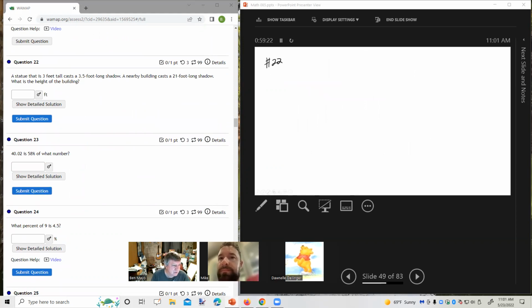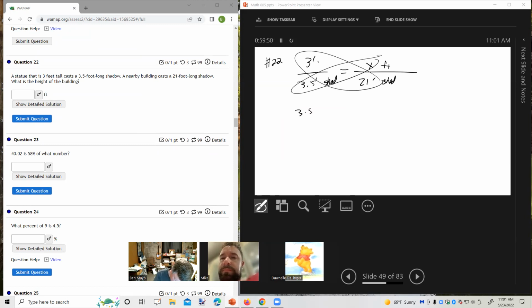A statue that is 3 feet tall casts a 3.5 foot shadow. So 3 feet, 3.5 foot. So this is the shadow. A nearby building casts a 21 foot shadow. What's the height of the building? X feet. So we've got the object over the shadow, the object over the shadow.